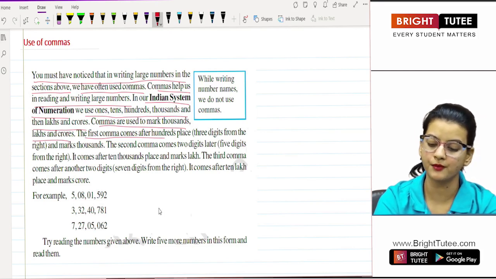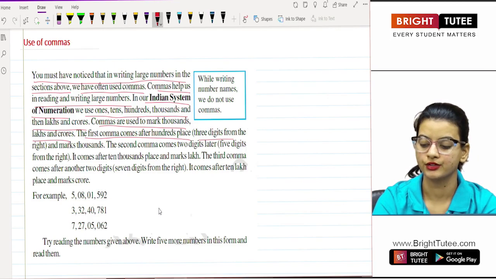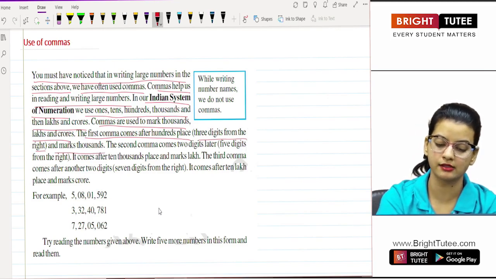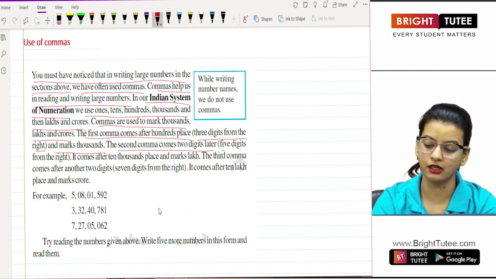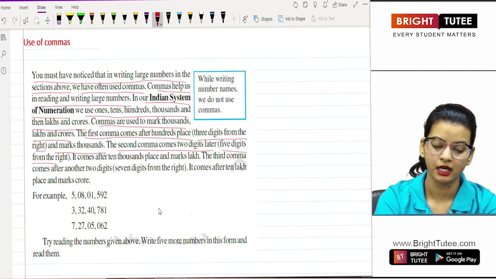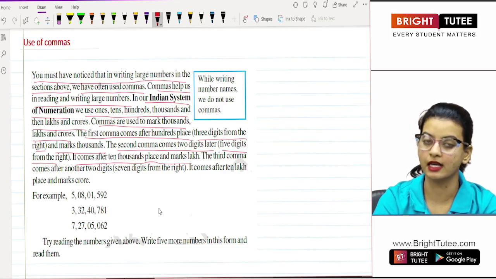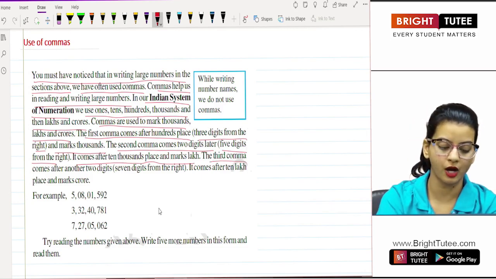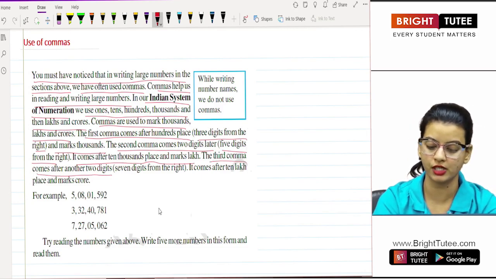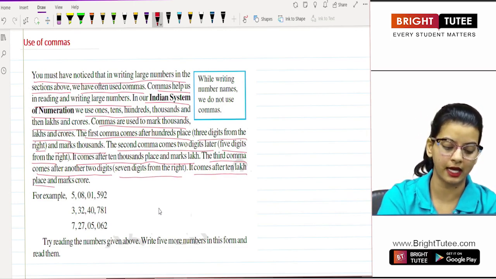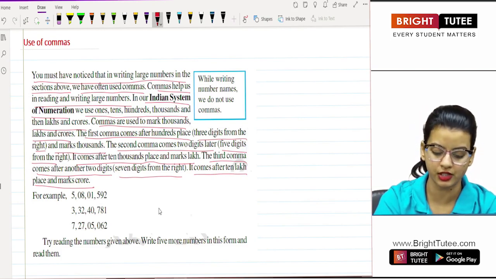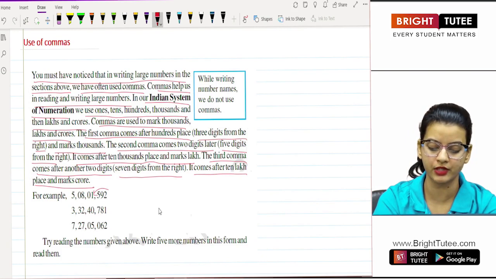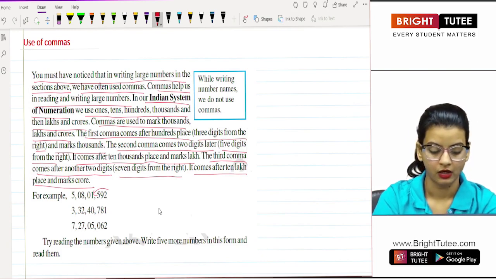The first comma comes after hundreds place, that is 3 digits from the right and marks thousands, okay? The second comma comes 2 digits later, 5 digits from the right. It comes after 10,000s place and marks lakhs. The third comma comes after another 2 digits, that is 7 digits from the right. It comes after 10 lakh place and marks 1 crore. See, first comma will come after the 3 digits from right. So first comma is here. This will mark 1000.